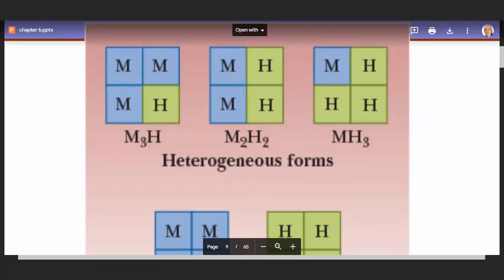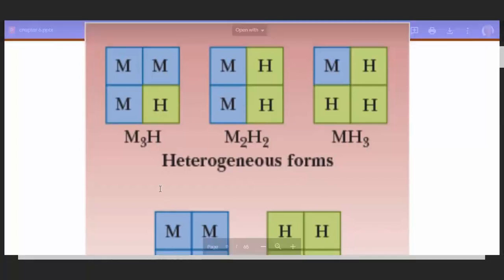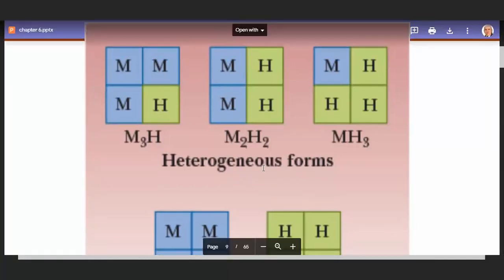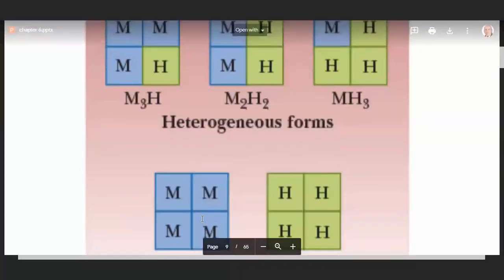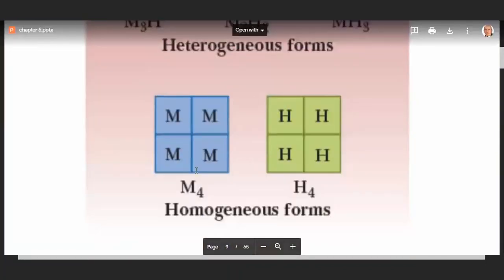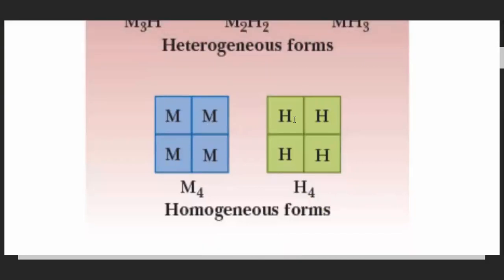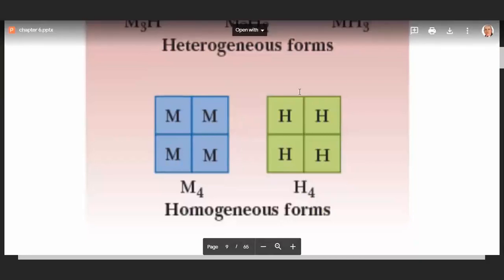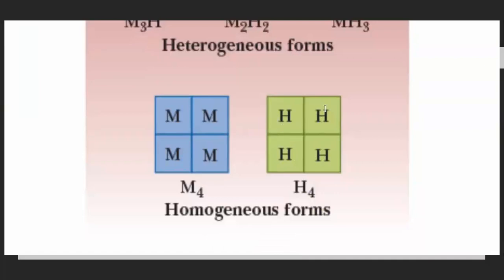It has 5 forms. 3 of them are heterogeneous and 1 is homogeneous. Notice that this enzyme is a tetramer of 2 types of subunits, M for muscle and H for heart. You remember the quaternary structure of protein? We said this is an example. Tetramer, you see, tetramer.